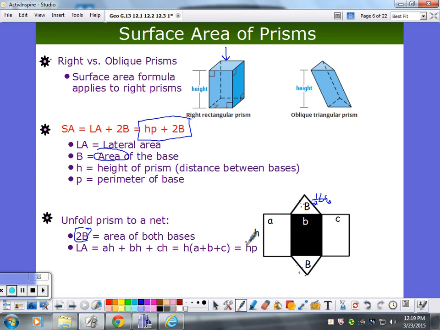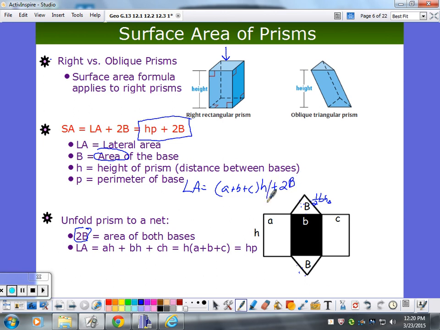Let's think about what the lateral area is. I've got a height, and then I've got a width, right? Rectangle, height times width. Well, A, B, and C represent these measures. So what is that whole width? A plus B plus C, and I multiply by H. If I do that, I get the lateral area. Makes sense so far? That's what the lateral area is. If I add in the two bases, two areas of the base, I get the whole surface area.